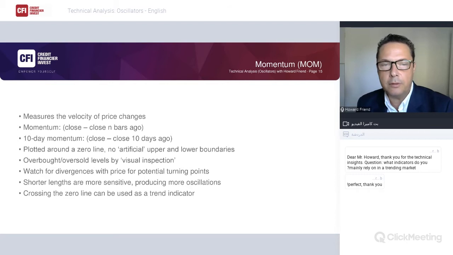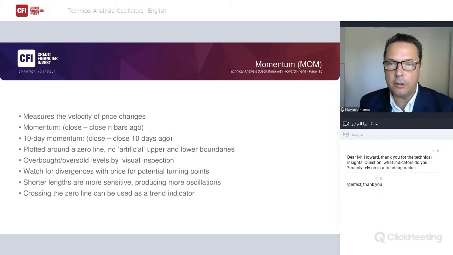It's really just a case of taking the close of the current bar and subtracting the close of n bars ago. So if you're going to measure a 10-day momentum, it's just the close of today minus the close of 10 days ago. And momentum is plotted around a zero line. So again, there's no artificial upper or lower boundaries. And the overbought and oversold areas, they are observed obviously by visual inspection. So you can't say, well, we're above a certain level, it's overbought. It's really a case of looking at historical charts and figuring out for the market that you're looking at and for the time frame you're looking at what has worked in the past.